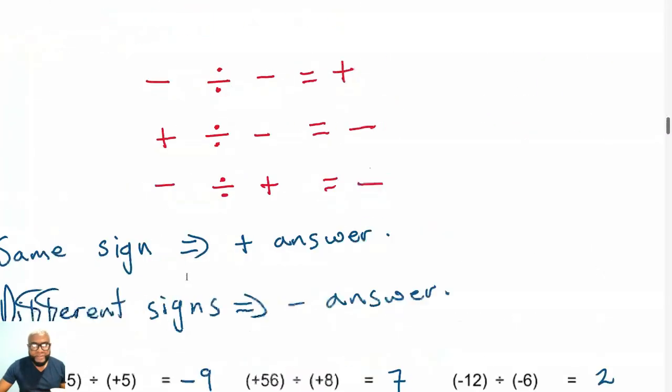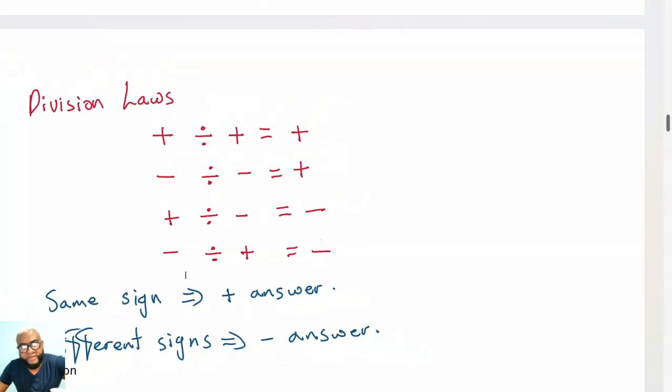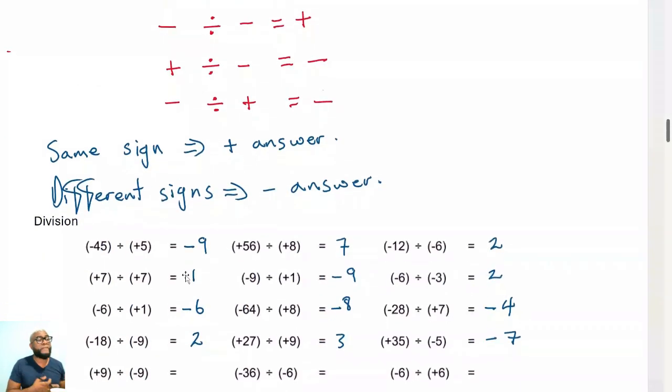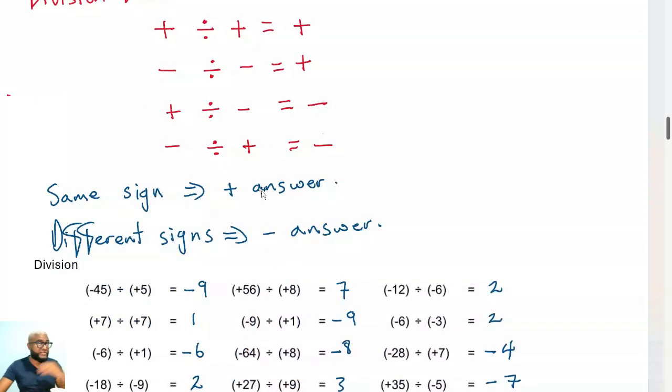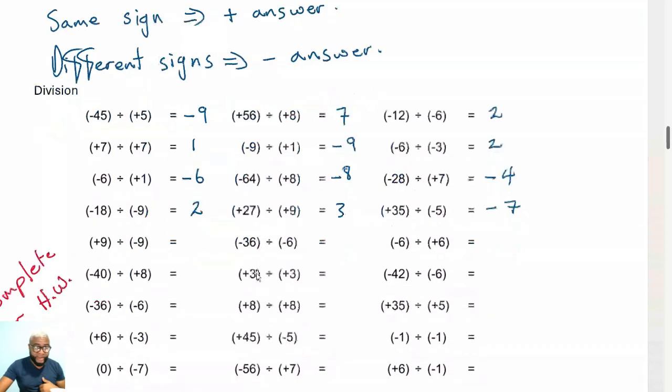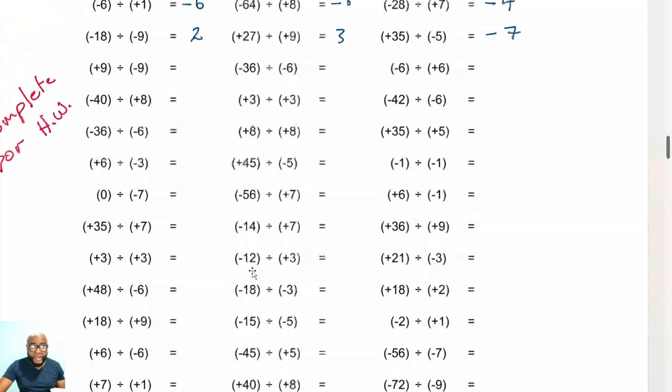Right, let me go. Running back through our division laws. Division laws and multiplication laws are basically the same thing, right? A positive divided by a positive is a positive. A negative divided by a negative is a positive. A positive divided by a negative gives me a negative. A negative divided by a positive gives me a negative. Same signs gives you a positive answer. Different signs gives you a negative answer. So we're gonna cook with gas. Everybody doing 2 lines.